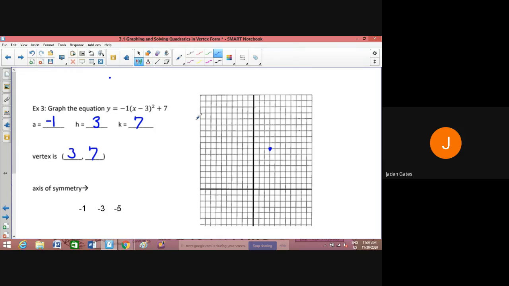So again, back to my vertex. I go over 1, and the negative sign means down 1. Then I go over 1, down 3. And then over 1, down 5. Go back to my vertex. Again, same thing on the other side. So over 1, down 1. Over 1, down 3. And over 1, down 5. And there is my parabola. And there we go.